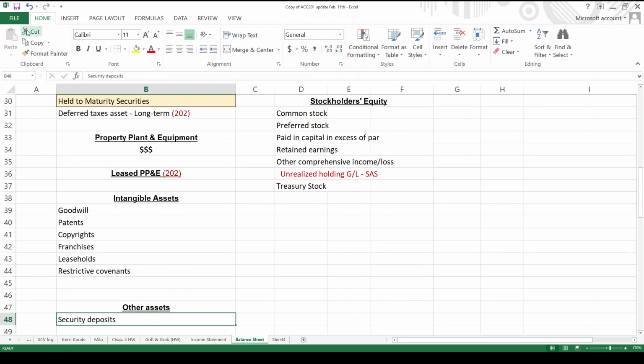asset. Security deposit. Oh, you got a security deposit with PSE&G. Okay, so that's where you'd put that.